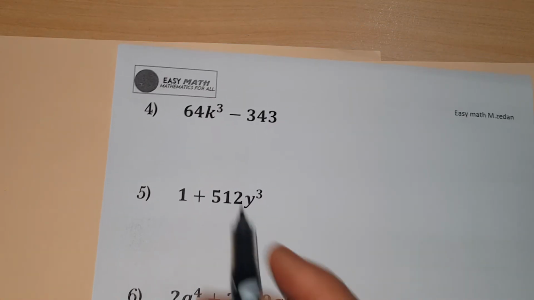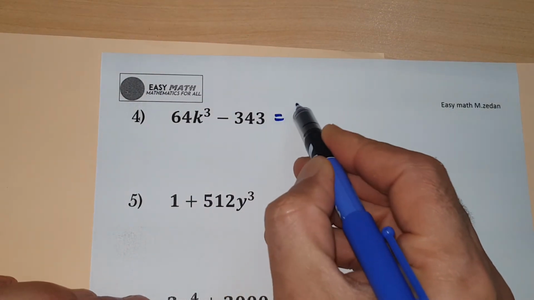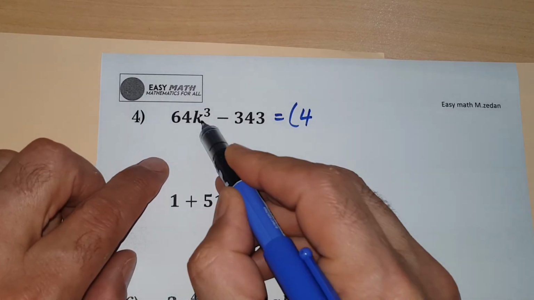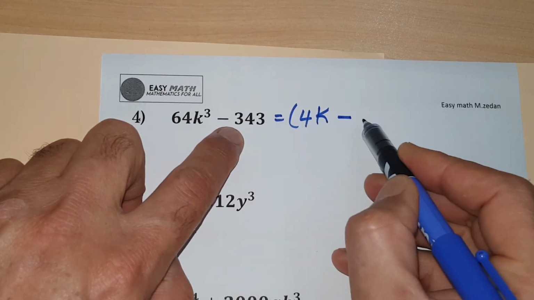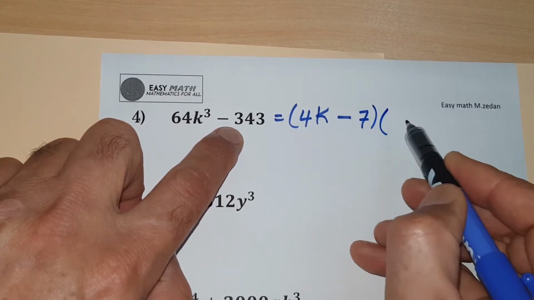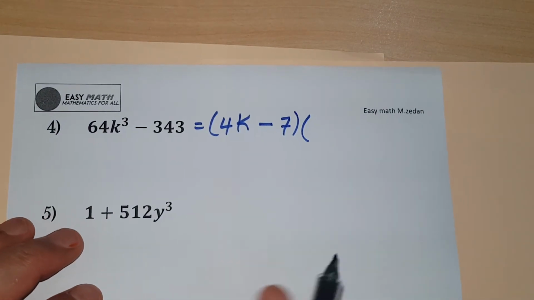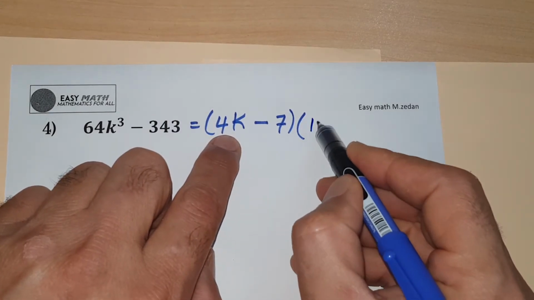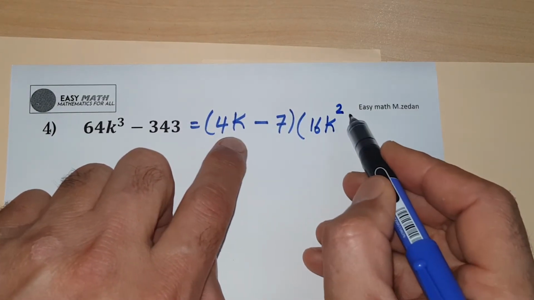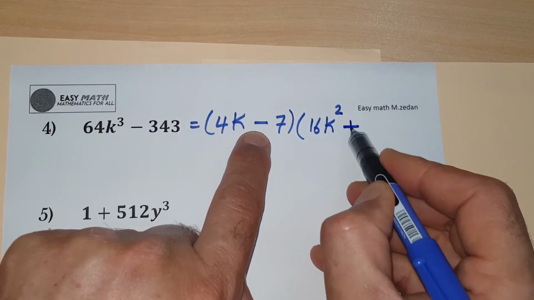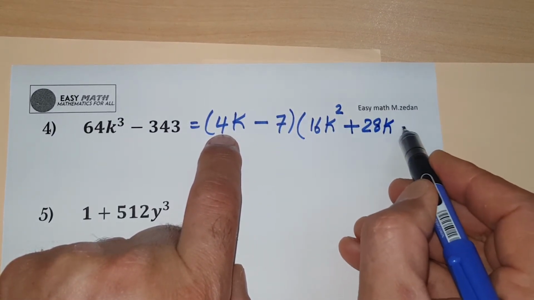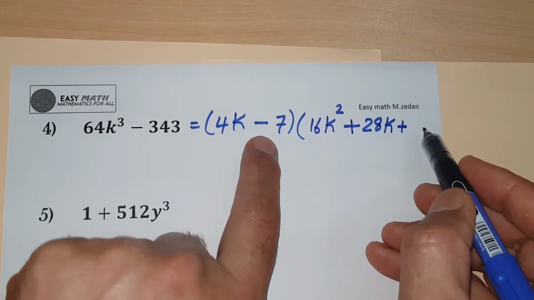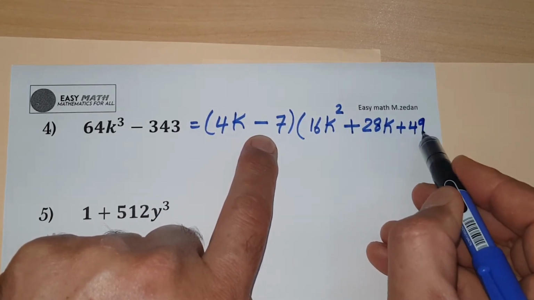Factorization. Continue. 64, its cube root is 4k. k cubed, the same sign, minus 343, its cube root is 7. Times this number squared, 16k squared. Opposite of this one, plus 7 times 4k, 28k. Plus 7 squared, or even negative 7 squared, is 49.